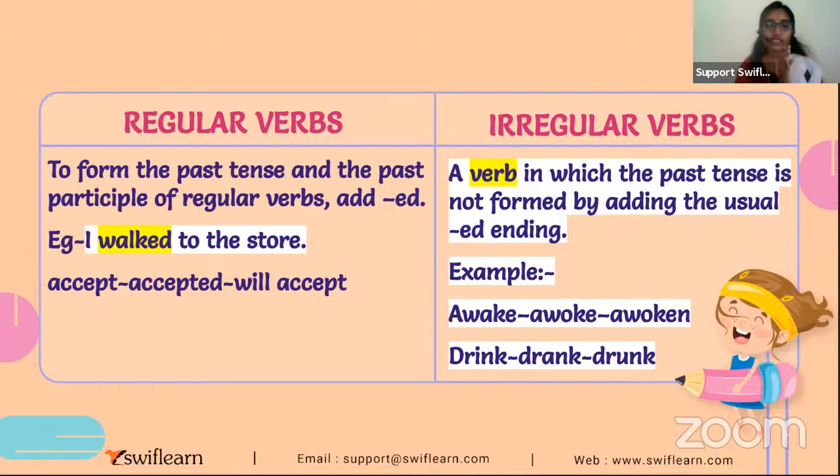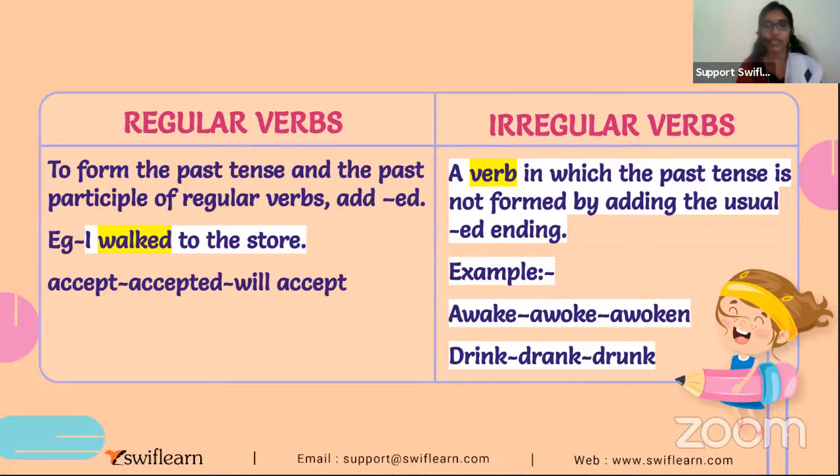And verbs are again called regular verbs and irregular verbs. So what are regular verbs and what are irregular verbs? Any idea, students? Let's look at the regular verbs first. Let me explain. To form the past tense and the past participle of regular verbs, we add ed to the verb.